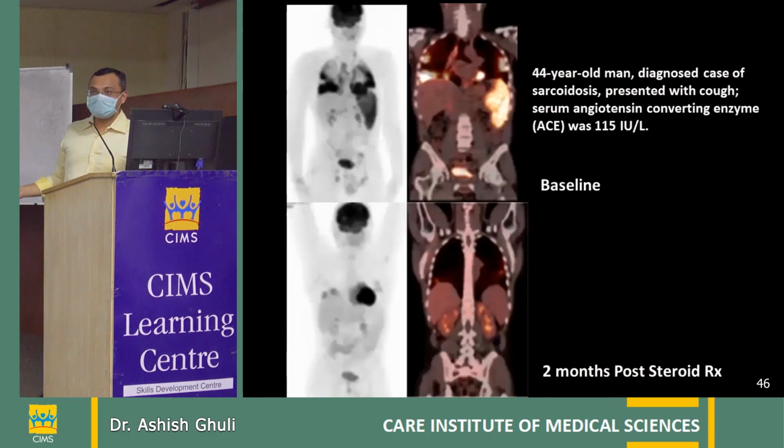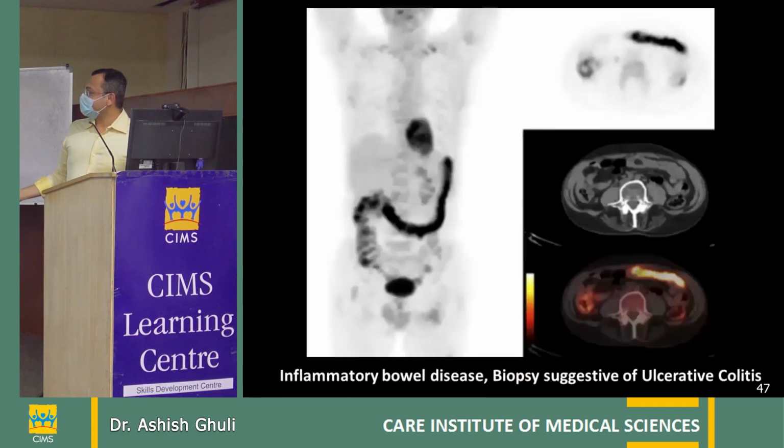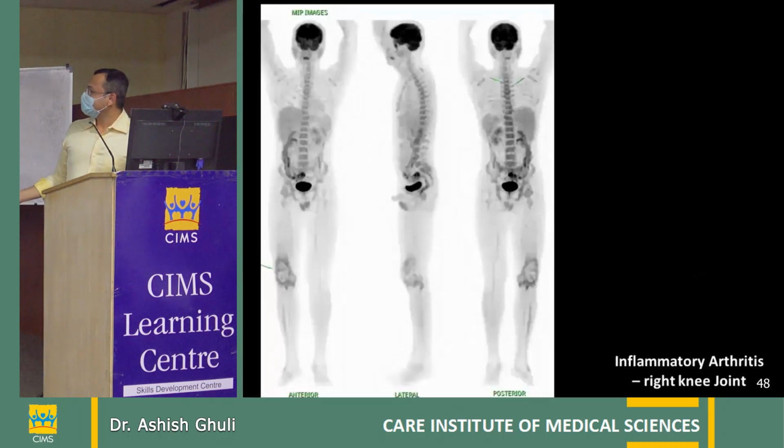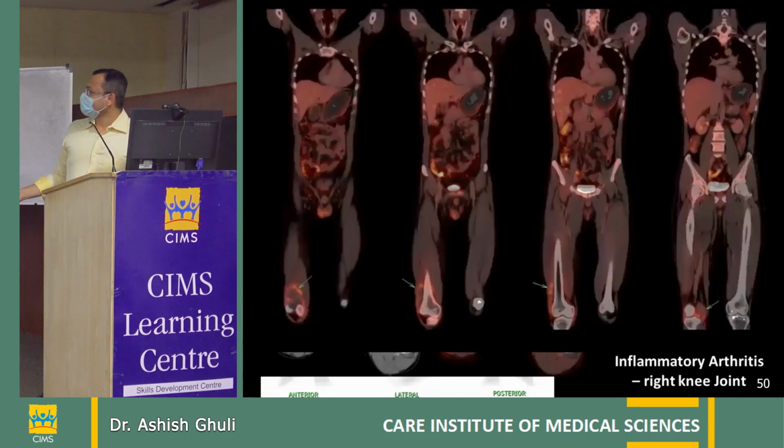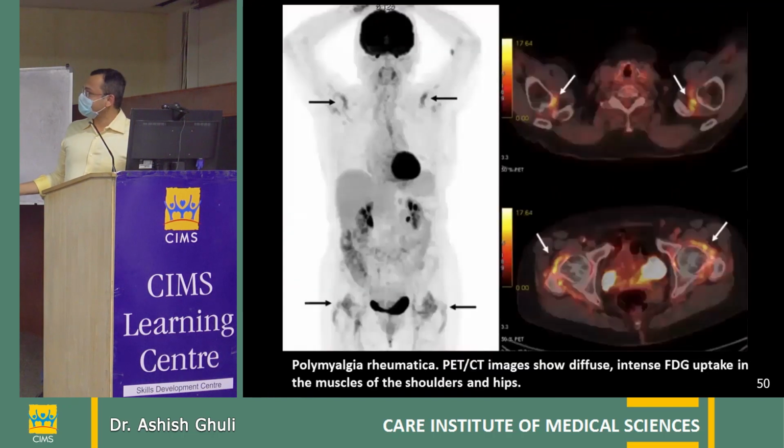This is a case of sarcoidosis. The pre-treatment study and the post-treatment study, there is significant regression in the disease. Intense uptake is seen in the large bowel, and on biopsy it suggests to be ulcerative colitis. This is a case of again inflammatory arthritis in the right knee joint. Effusion is seen, along with that uptake is seen in the effusion in the periarticular region. Same patient in the coronal view.